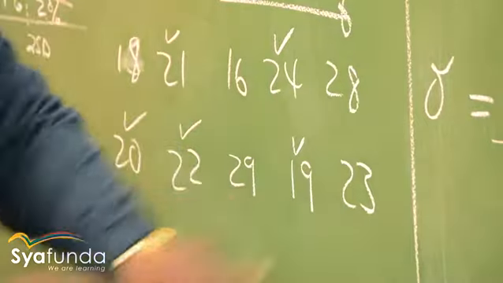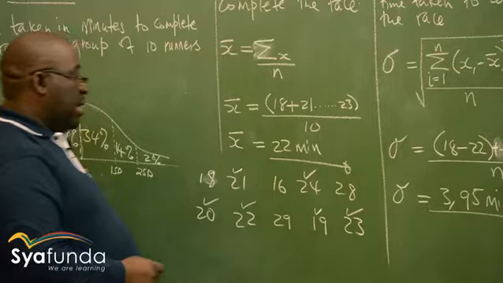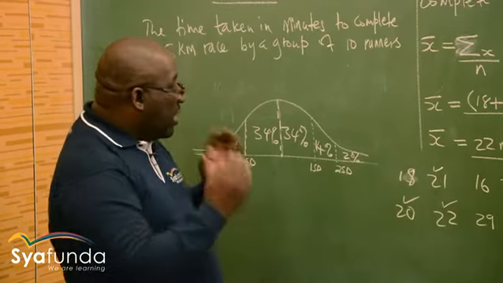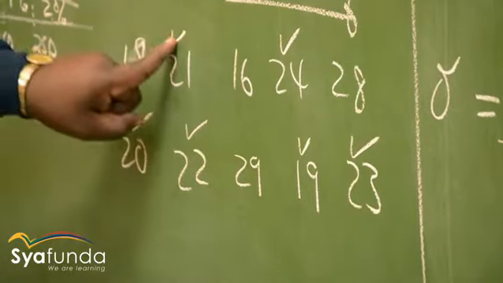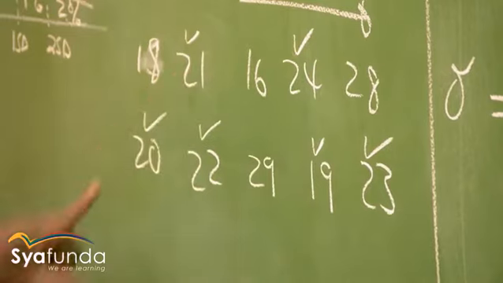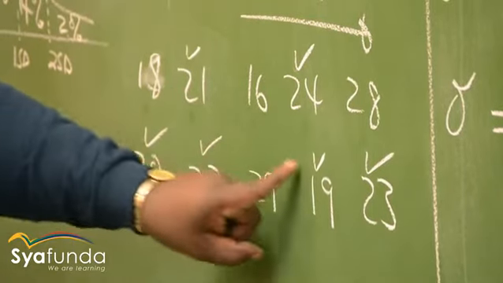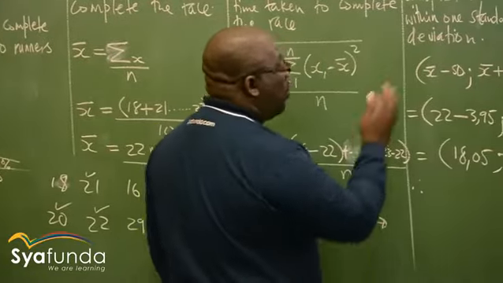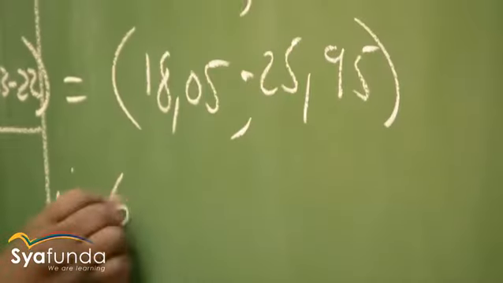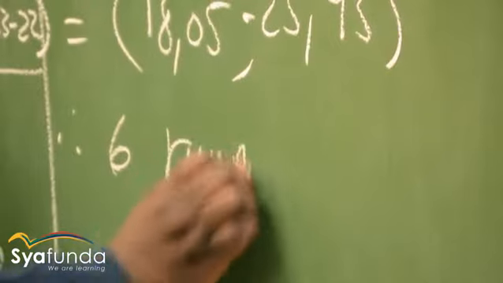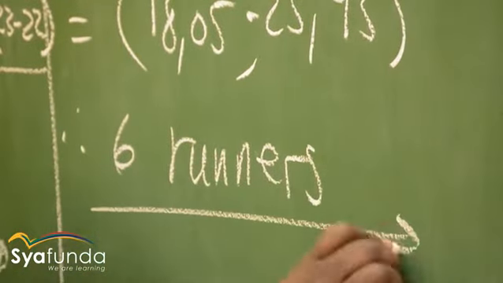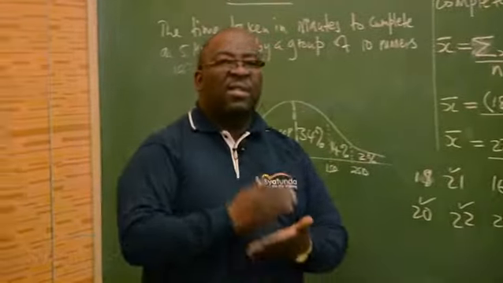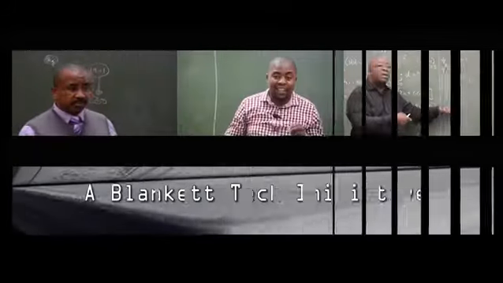Is 23 there? Yes. You just check the number of runners that completed the race within 1 standard deviation. Let's count them: 1, 2, 3, 4, 5, 6. Therefore, 6 runners completed the race within 1 standard deviation. This is how you solve this in your examination situation. Thank you.